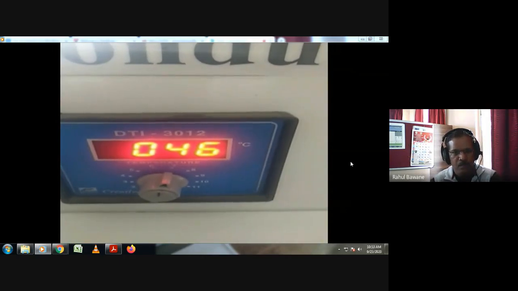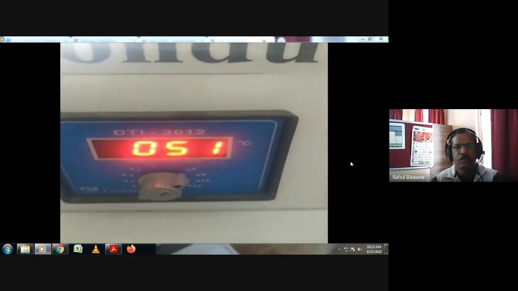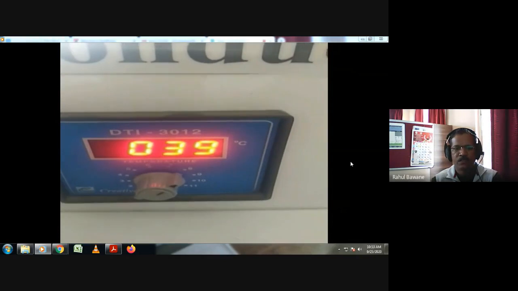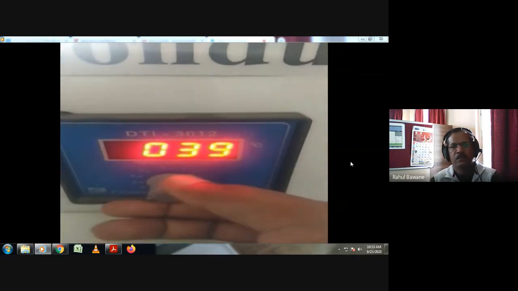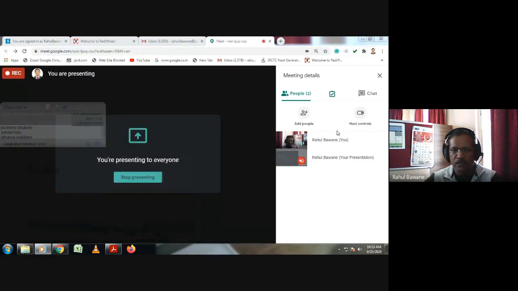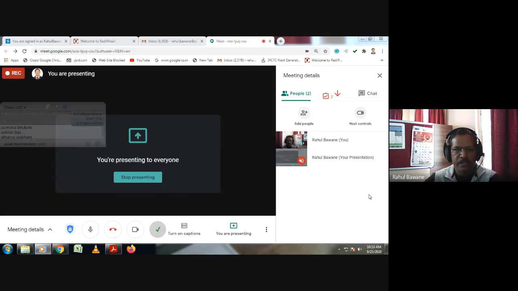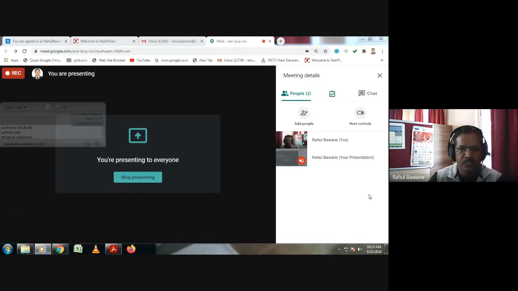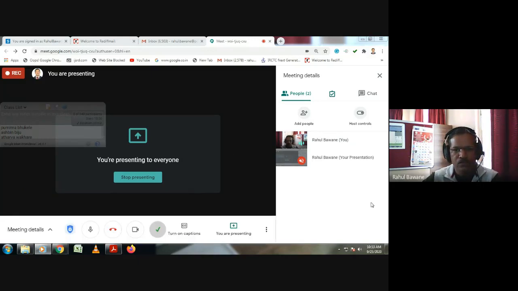And while concluding our experiment, first we have to reposition our dimmerstat to 0, then switch off the equipment knob, and then switch off the main switch. Okay, so this is the first practical.